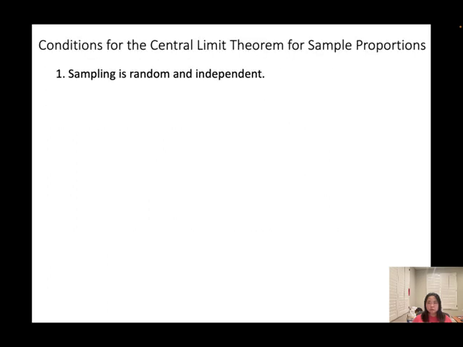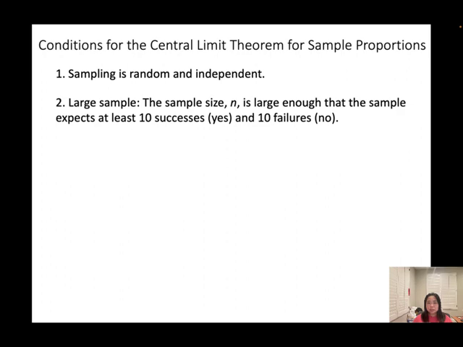Conditions for the central limit theorem for sample proportion. First, sampling is random and independent. Second, large sample. The sample size n is large enough that we expect at least 10 successes and 10 failures. We do have the formula here. One of the requirements is that the sample size times the sample proportion has to be greater than 10. And the sample size times the failures, remember, p hat and q hat are complements, so the sample size times the failure proportion also has to be greater than 10.